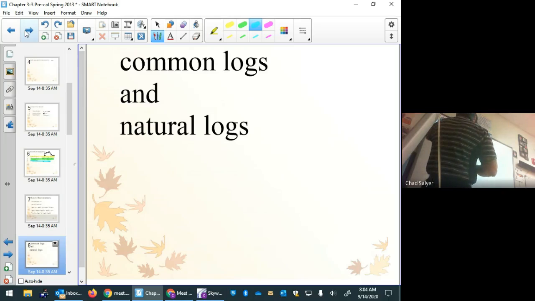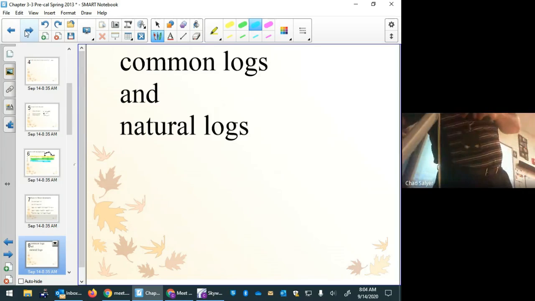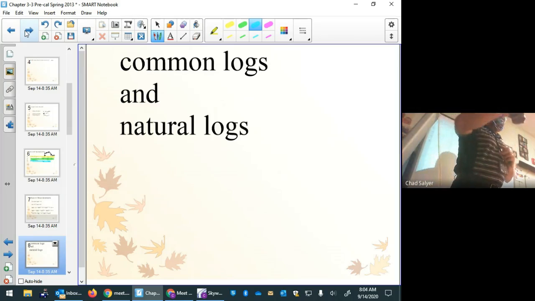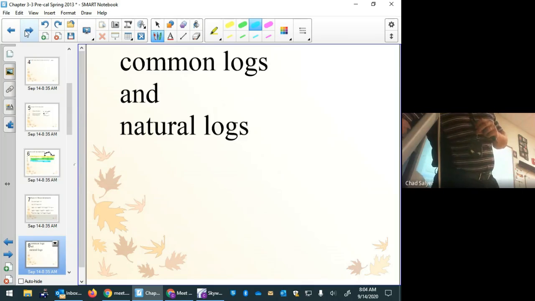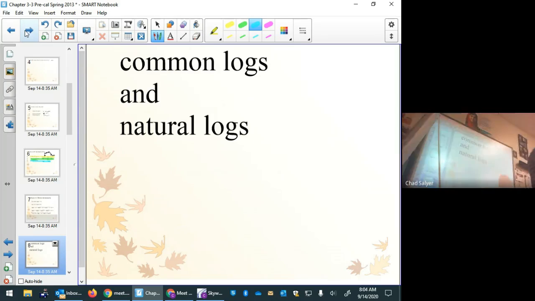So common logs and natural logs, you guys know all about that. Common log has what for its base, Colby? Good. And then what about the natural log, Allie? Oh, sorry. That's okay. What do you think the natural log's base is? Special number. We use a single letter for it. Not quite. What do you think, Clay? I think it's any real number, right?